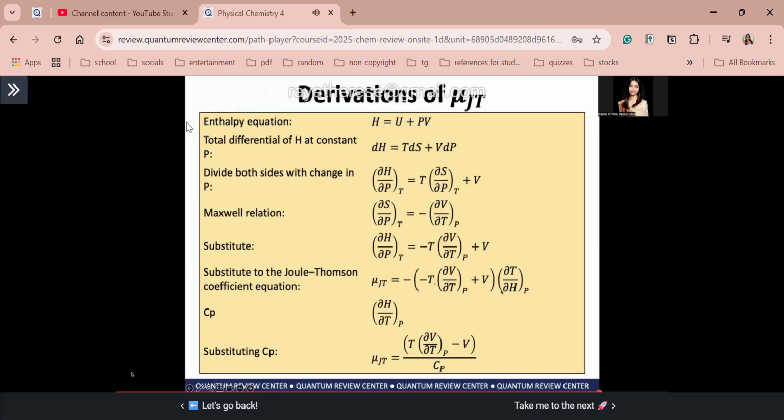Observe that, times THP. Now, you all know that CP is just equal to HTP, right? So, we can just get the value of 1 over CP. Substituting, we get mu JT is equal to T, VTP, minus V divided by CP. So that is how to derive the Joule-Thomson coefficient.